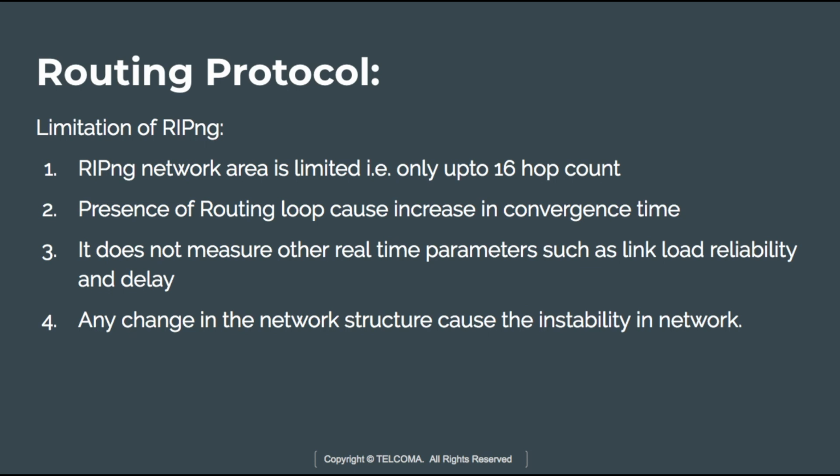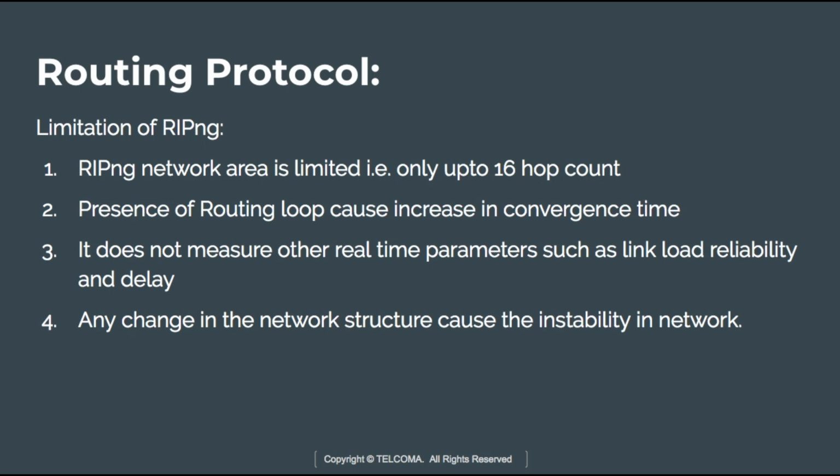Now the limitations of RIPng: we are not using RIPng in IPv6 because it has some limitations. The first limitation is that the network area is limited, a small network area, because it can only transmit a packet up to 16 hop count. The next one is the presence of routing loops.